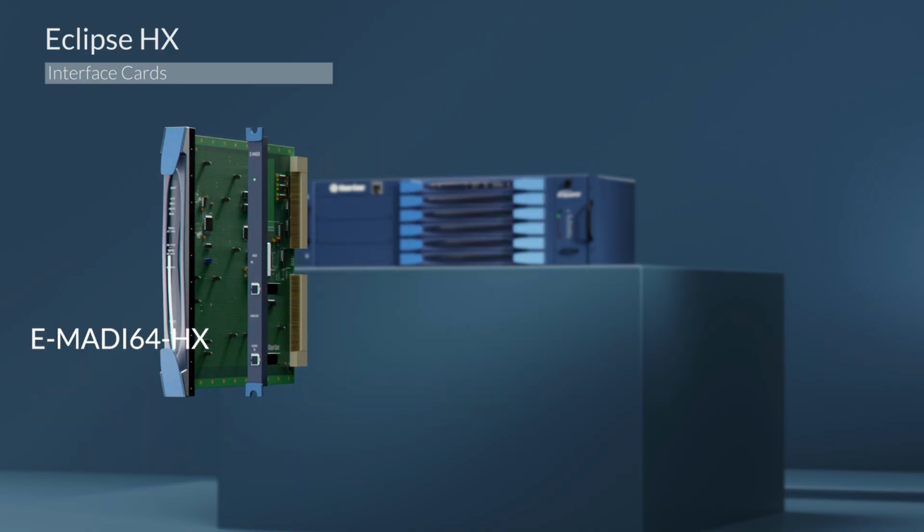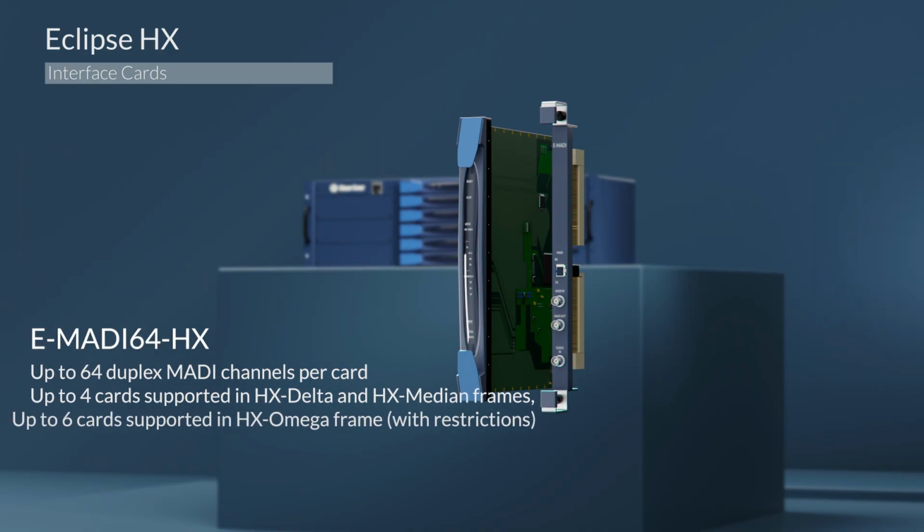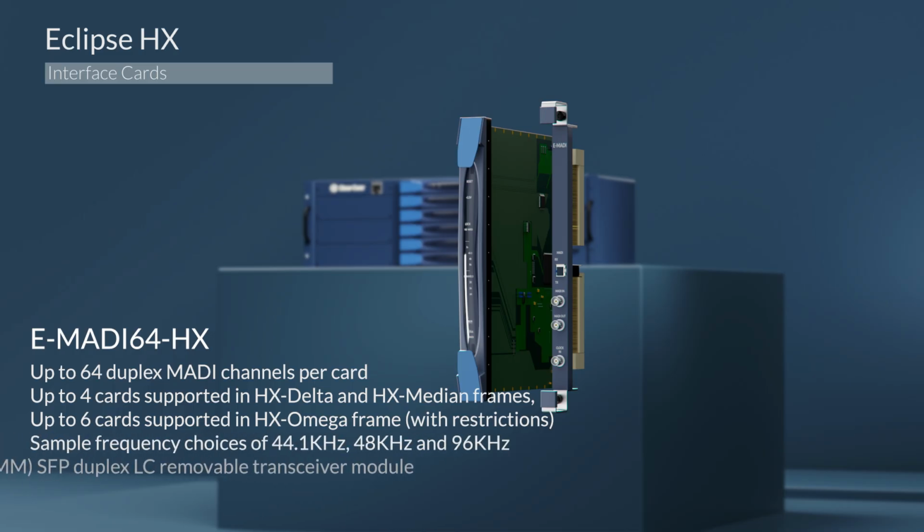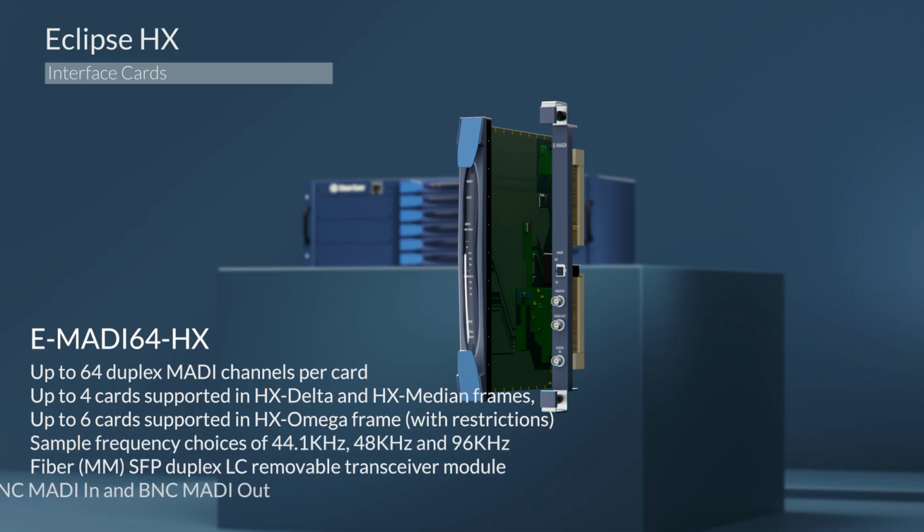The MADI 64 supports up to 64 duplex MADI channels per card. Up to 4 cards are supported on the Delta and medium frames, and up to 6 cards on the Omega. Sample frequencies range from 44.1, 48, and 96 kHz, with selectable channel or port quantity of 32, 56, and 64. MADI channels are used for high-capacity matrix linking or audio distribution.